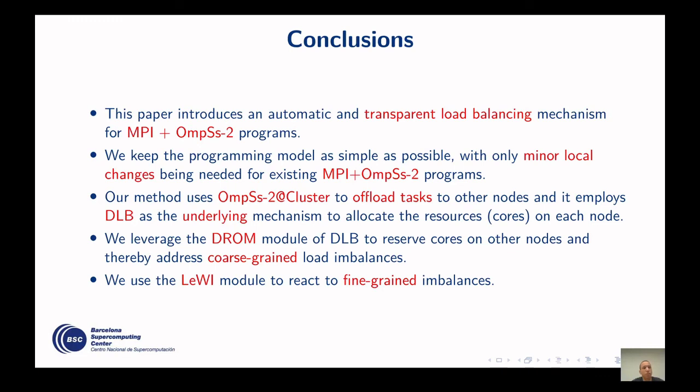In conclusion, this paper introduces an automatic and transparent load balancing mechanism for MPI plus OmpSs-2 programs, keeping the programming model simple and requiring only a small change in existing applications. Our method uses OmpSs-2@Cluster to offload tasks to other nodes and DLB as the underlying mechanism to allocate resources. We leverage the DROM module of DLB to reserve cores on other nodes and thereby address coarse-grained load imbalance, and we use LeWI to react to fine-grained imbalance.